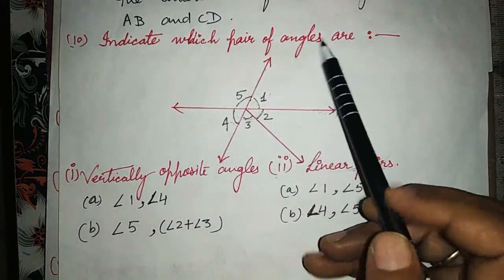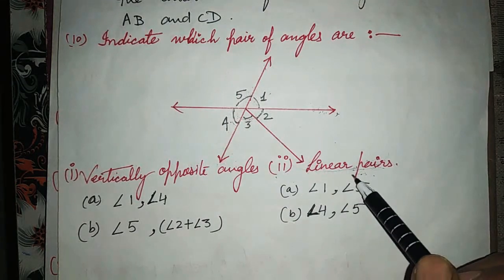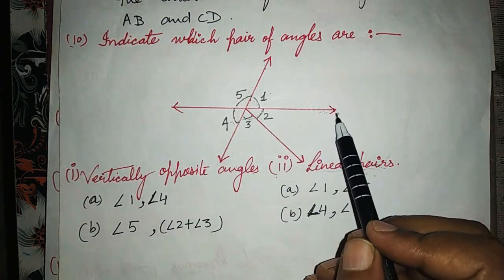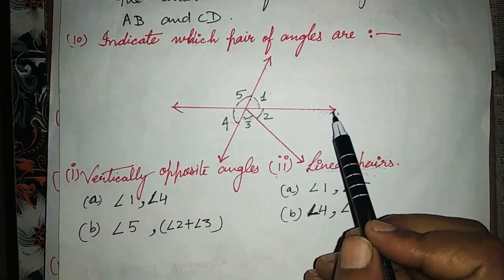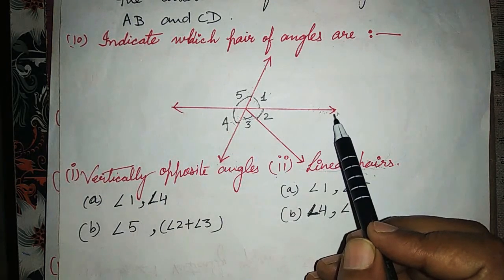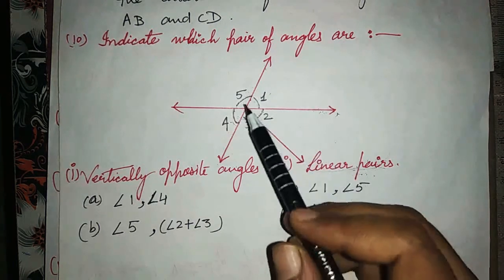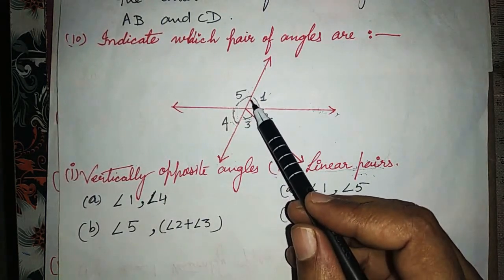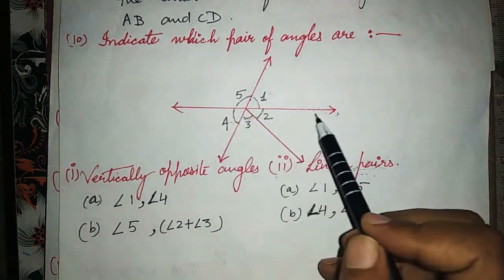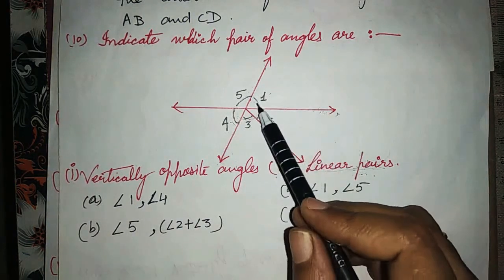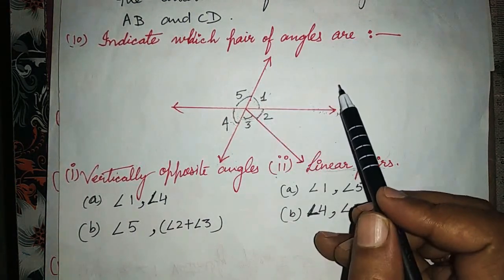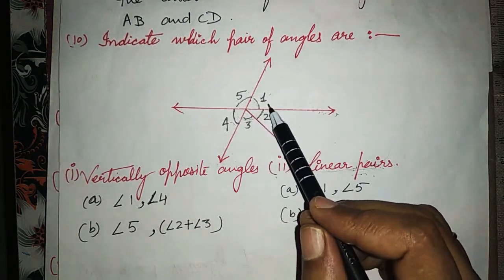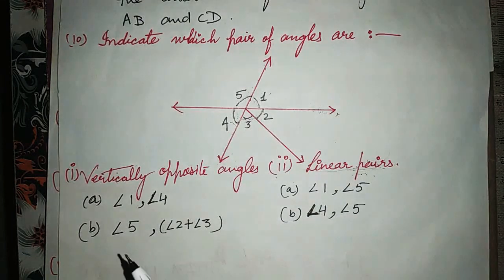Now see question number 10, second part. Indicate which pair of angles are linear pair. For this part, first you will see a straight line. Here you see this straight line. On this straight line you can see one pair of angles, angle 1 and angle 5. As they are forming on a straight line, their sum is equal to 180 degrees. So they are forming a linear pair on this straight line.